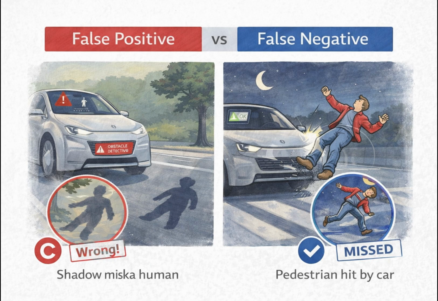In the second example, we look at pedestrian detection in self-driving cars. On the left, a false positive happens when a shadow is mistaken for a human, causing the vehicle to brake suddenly for no real reason. On the right, a false negative occurs when the system fails to detect an actual pedestrian, leading to a dangerous accident.